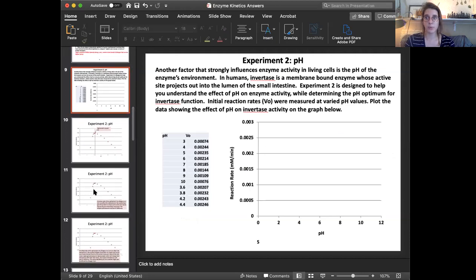Okay, so this one is a really important one, and it's one that can be tricky, especially without hearing any explanation. If you just look at the slides, it can be tricky.